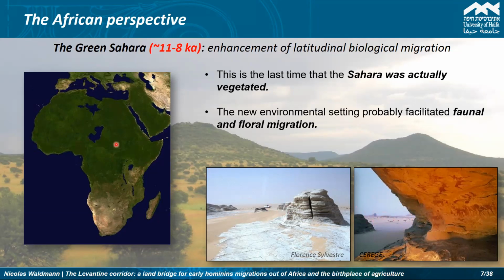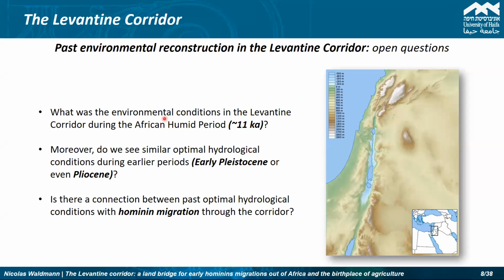Those findings are across the Sahara. Yet some open questions remain, especially when we get to the Levantine Corridor. My open questions ask: what were the environmental conditions in the Levantine Corridor during the African humid period, which is around 11,000 years ago?